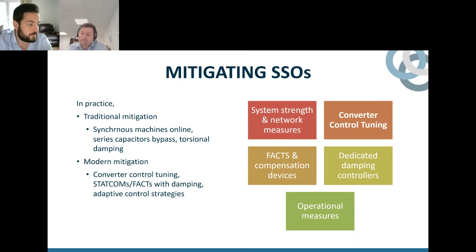So in this particular case, I would have FACTS and compensation devices. These are devices that compensate for reactive power and voltage, for example thyristor-controlled series capacitors, STATCOMs, or SVCs, which can have damping control loops tuned to SSO frequencies. It can also be the inclusion of variable shunt reactors, or capacitors to shift resonance points.